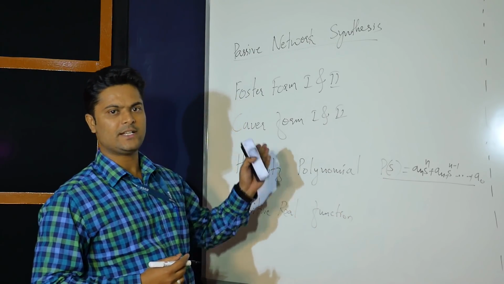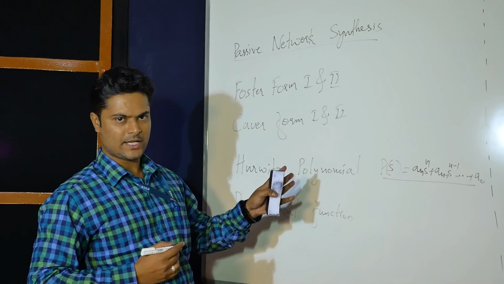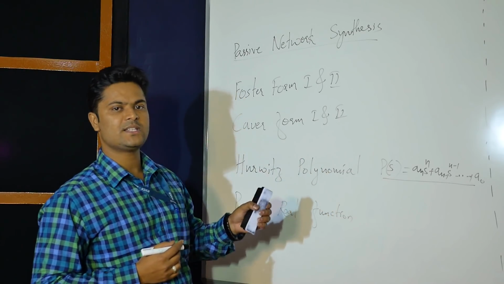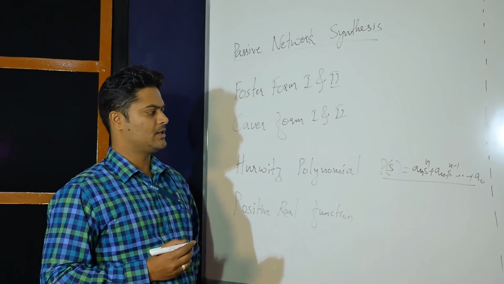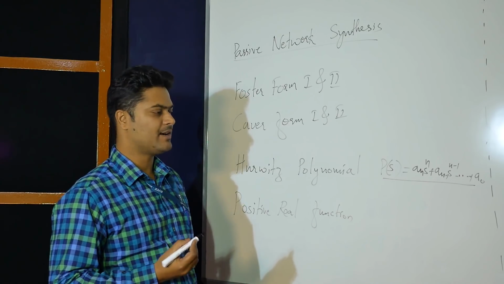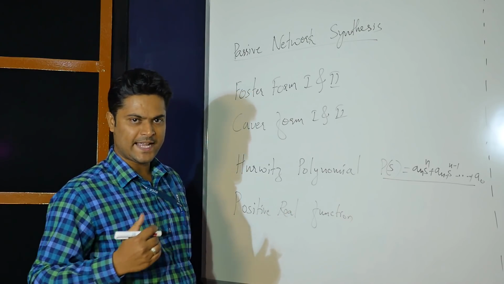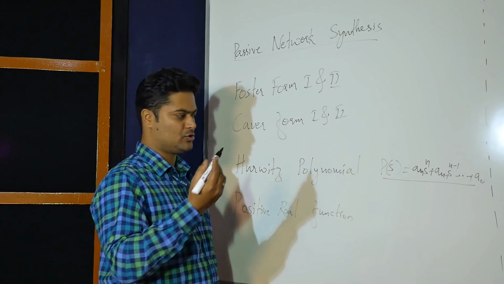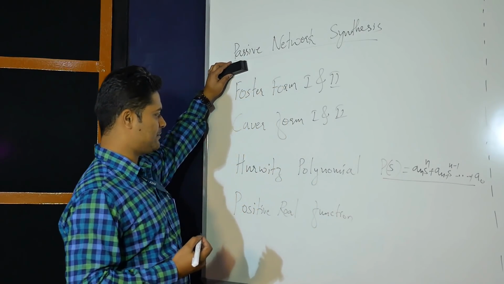So let's go further in discussing the Hurwitz polynomial. The first condition is that the roots, or the poles as well as zeros, should lie on the left side of the s-plane. And the necessary condition for a polynomial to be Hurwitz or not is this: when we have a continued fraction expansion of that polynomial, the quotients which we derive have to be real and positive. So let's go in detail about the Hurwitz polynomial.